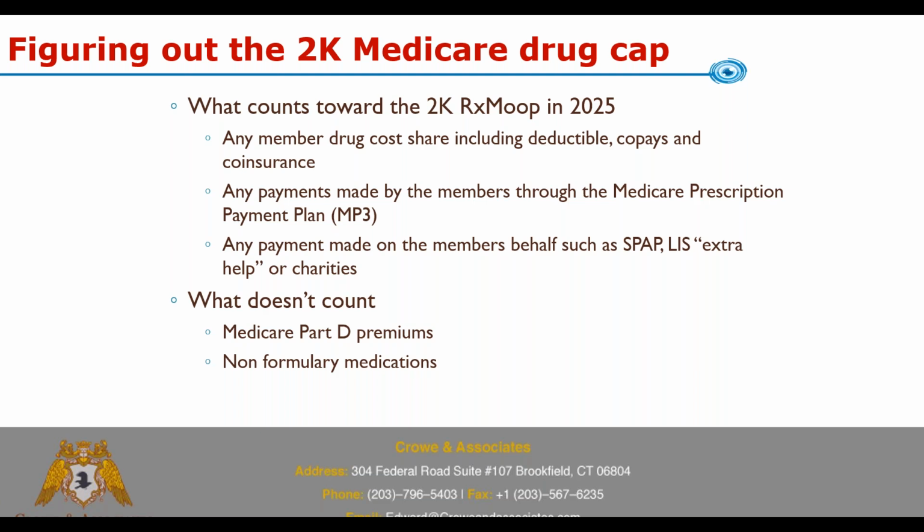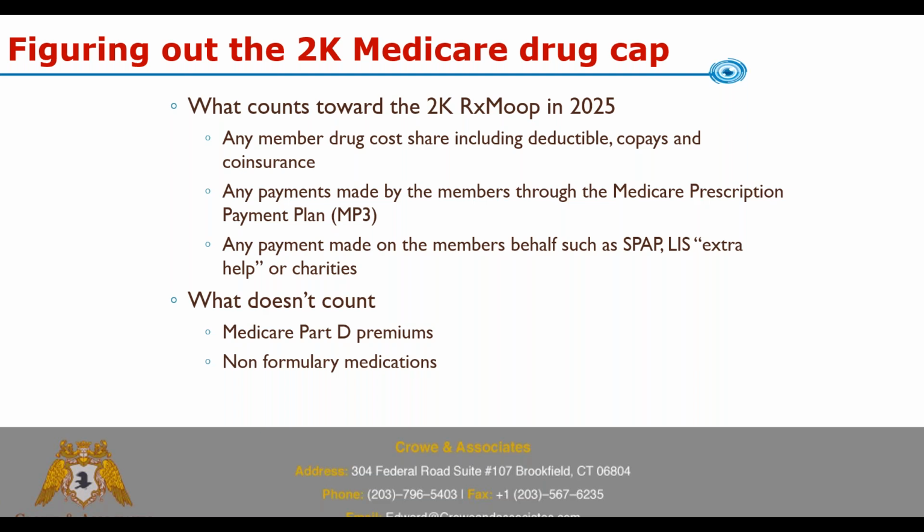Now, if there's a payment made on the member's behalf, that also would count. I always wondered about that statement. When I was looking at it, it always said in the language, anything paid on their behalf counts. So that would be things such as SPAP, State Pharmaceutical Assistance Plans, LIS, which is extra help, and donations from charities towards the cost would count towards that $2,000 cap.